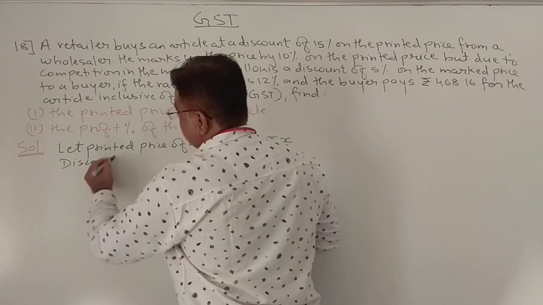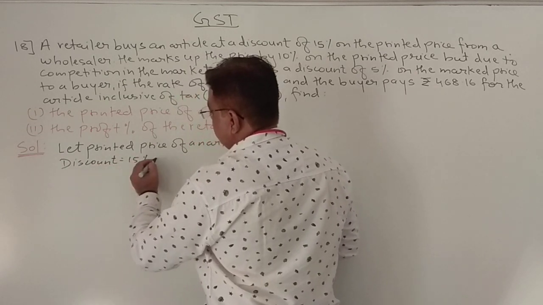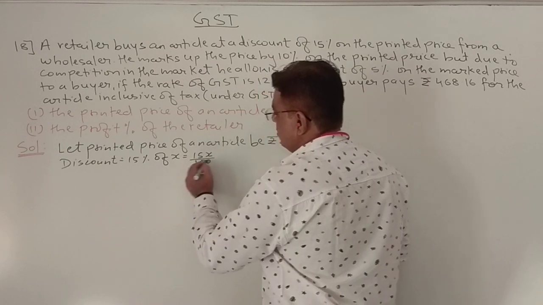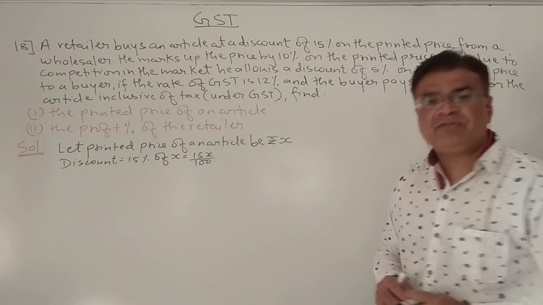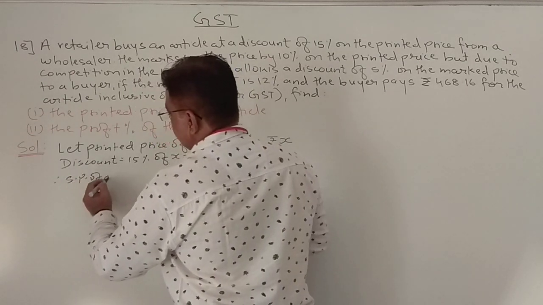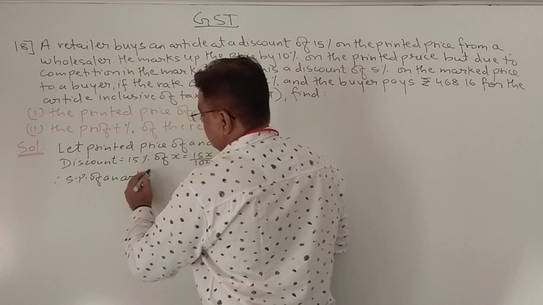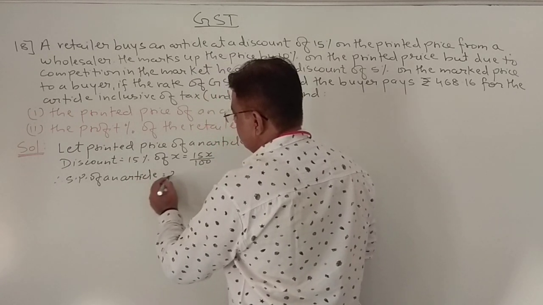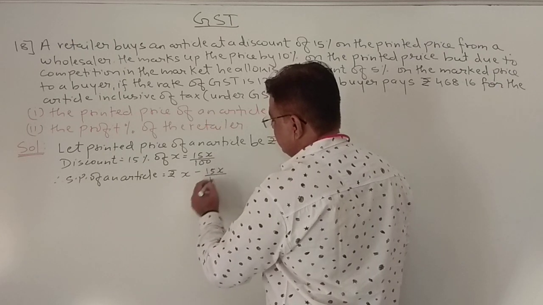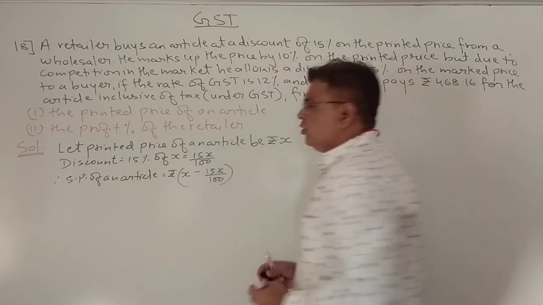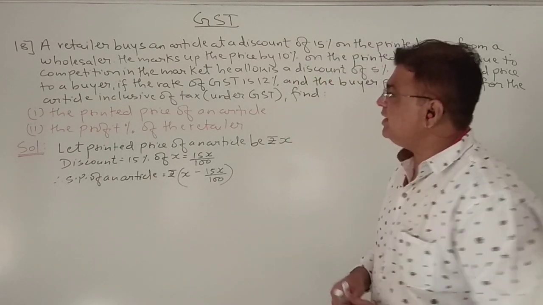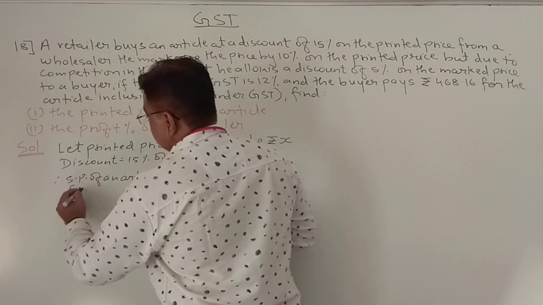So how much discount is given? 15% of this, so it comes to 15x upon 100. So the discount is given as 15x upon 100. So what will be the selling price? Therefore, the selling price of an article will be rupees X minus 15x upon 100. Okay, so this will be the selling price from whom? For the wholesaler. Selling price of an article for the wholesaler.